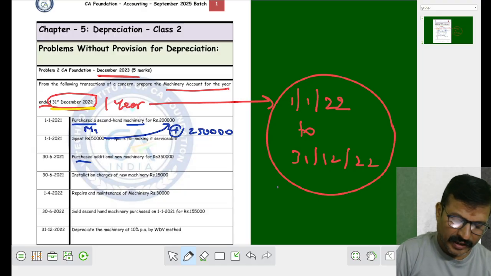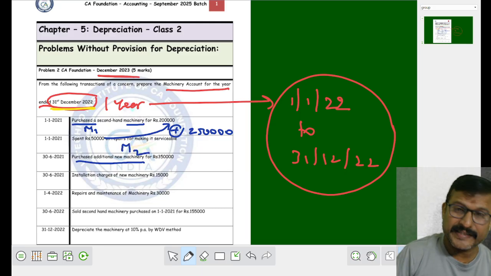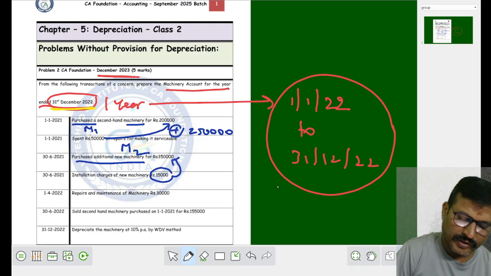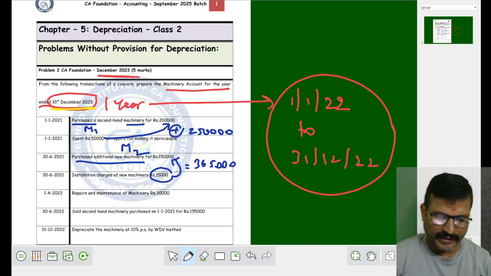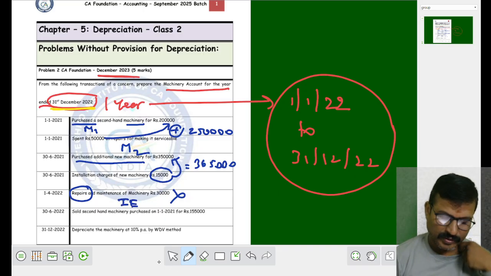Purchased additional new machinery, or new machinery is purchased. I call this machinery M2. Installation charges 15,000. This 15,000 is added to the 3,50,000. It comes to, my dear student, 3,65,000. I hope you got it. Repairs and maintenance of the machine is not to be taken because it is an indirect expense. It goes to the P&L account.